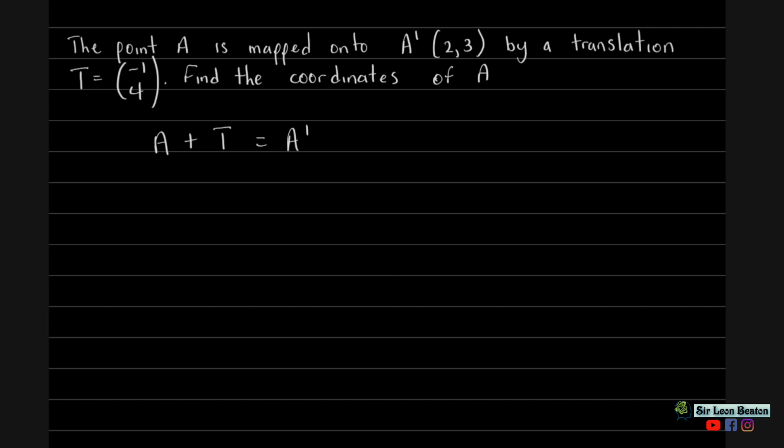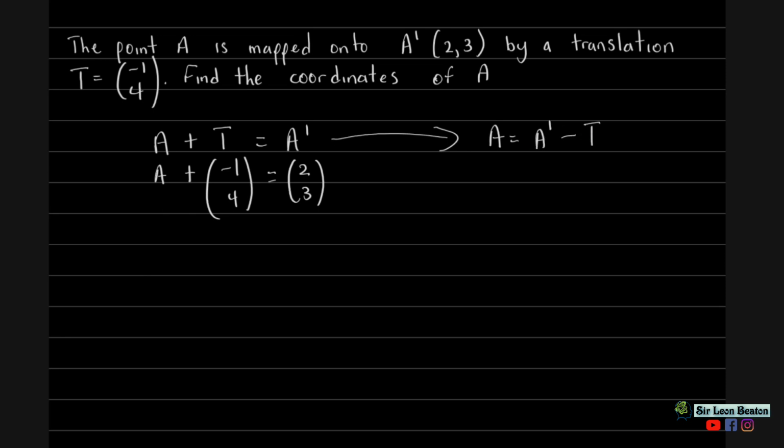In this case, we want to find the point A. So A plus the translation vector, which is (negative 1, 4), is equal to the image, which is (2, 3). We can make A the subject, and since we want to find A, A is equal to A prime minus t. So A is equal to A prime, which is (2, 3), minus t, which is (negative 1, 4).